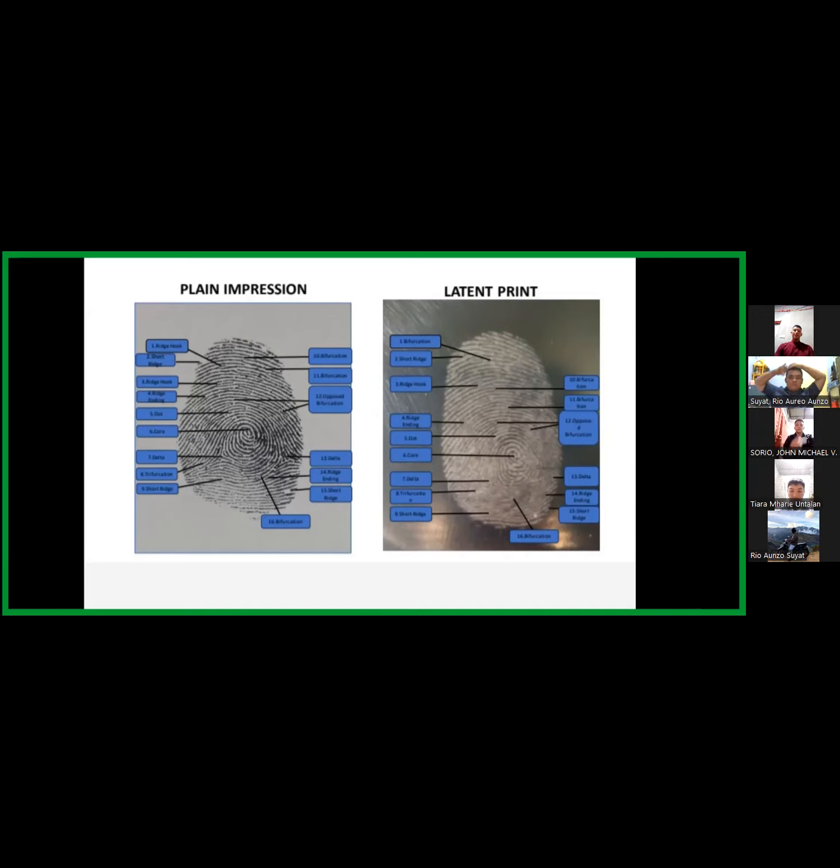What is a latent print transfer card? A latent print transfer card, also known as a fingerprint transfer card, is a tool used in forensic science to collect and preserve latent fingerprints.